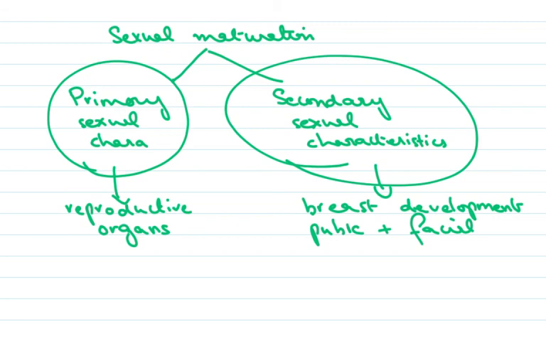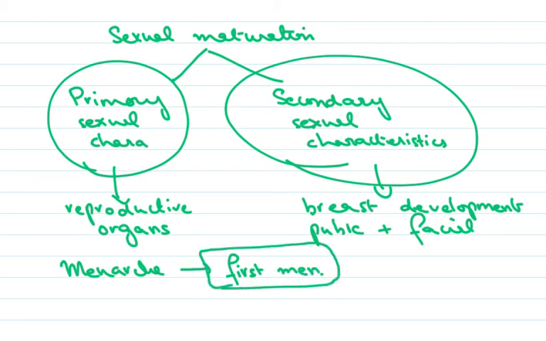And when we look at sexual maturation in terms of girls, the marker for that is menarche. Now, what is menarche? Menarche is when you get your first menstruation, or your first period. So that's also a sign of physical maturation.